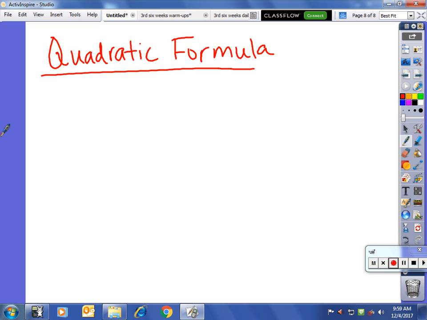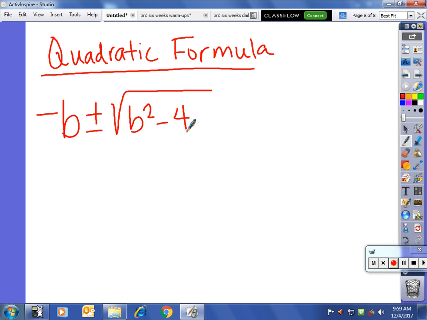Here's the quadratic formula. Opposite of b, plus or minus the square root of b squared minus 4ac, all divided by 2 times a.